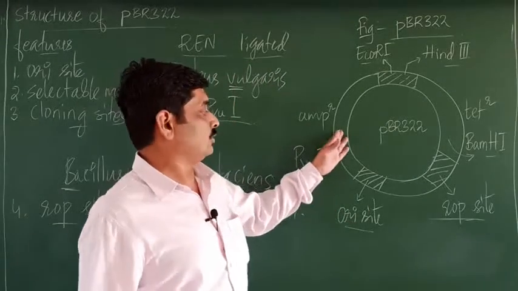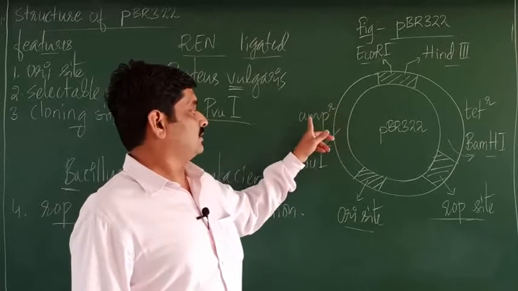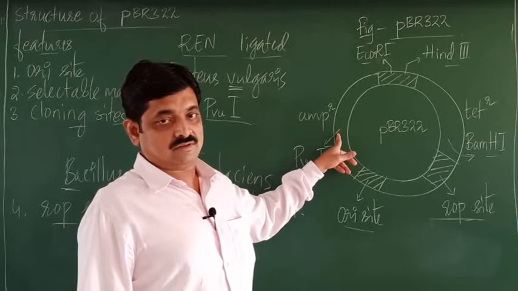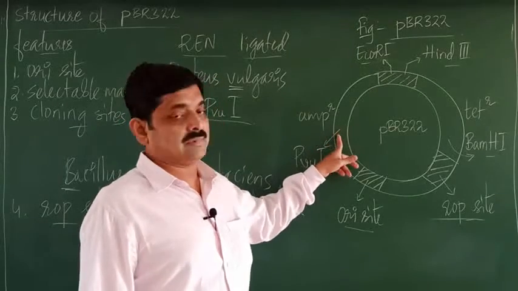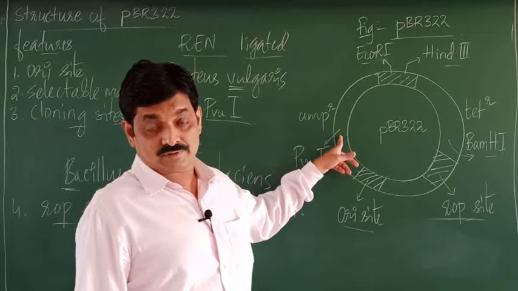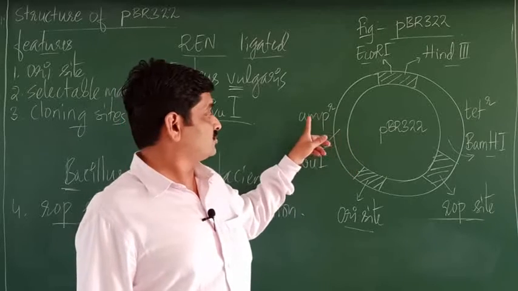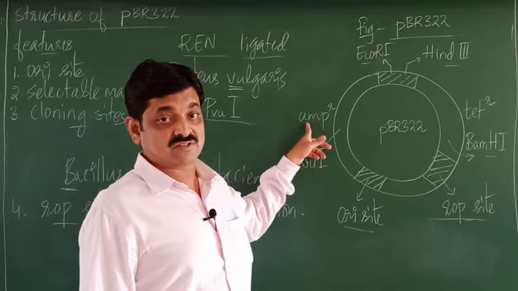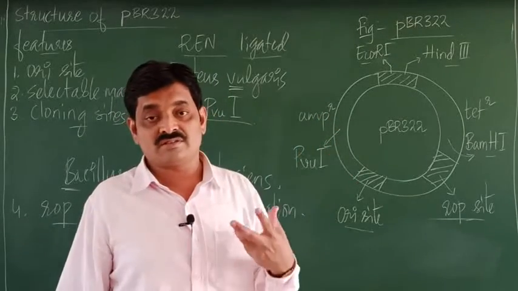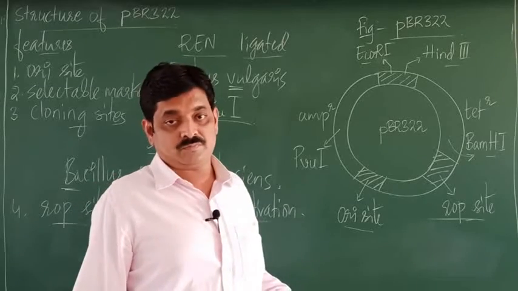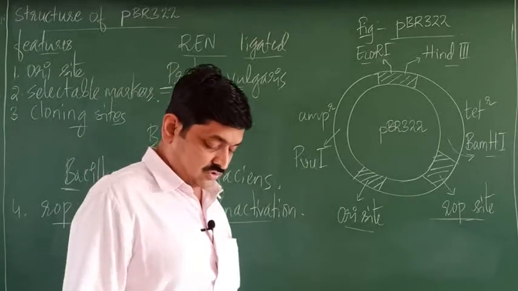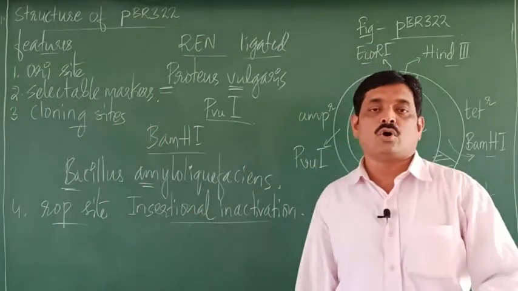Similarly, it can happen here also. So this is a gene, AmpR, an antibiotic resistance gene. It has a cloning site where this restriction endonuclease cuts the plasmid. If the desired gene is inserted here in this cloning site, what is the effect? This gene becomes inactive because of the insertion of a foreign gene at this site. This is called insertional inactivation.